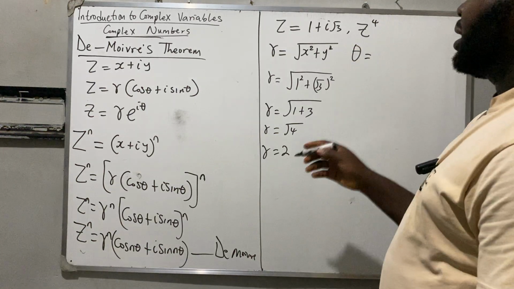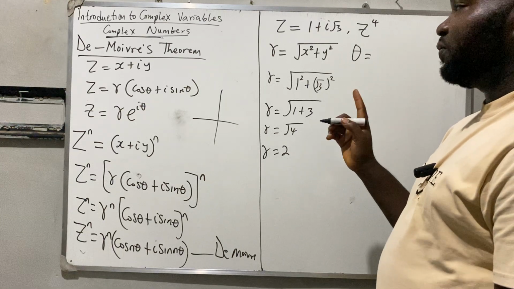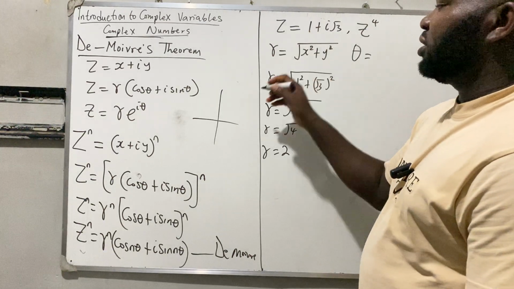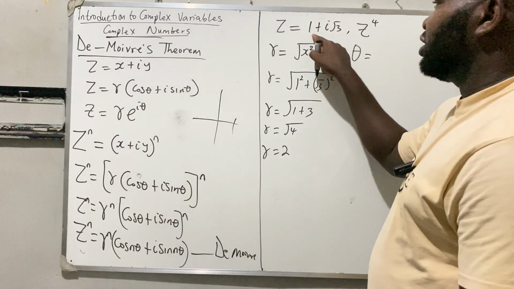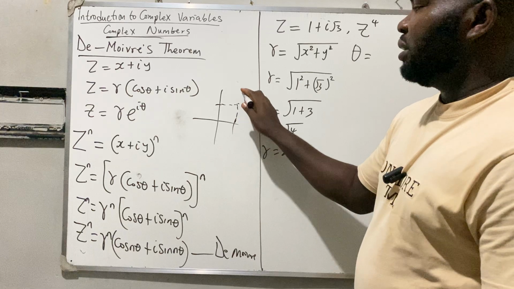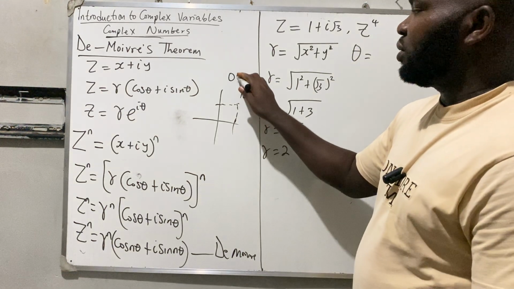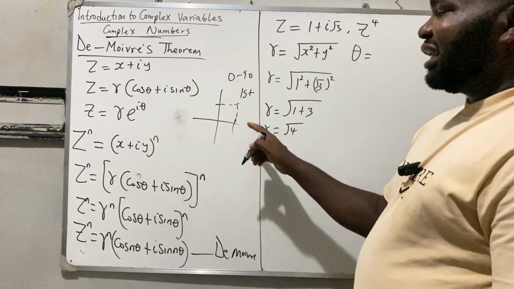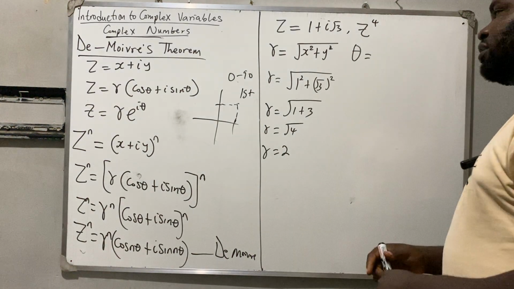The next thing to get is the theta itself. I told you before you get theta, it's important to draw the Cartesian plane to know where it will fall. Very important. Your x is positive, so draw a line on the positive side. Your y is equally positive, so draw a line on the positive side. They will meet somewhere here, so they meet in the first quadrant. So any angle I'm getting for this must be between 0 and 90. That is the importance of drawing this. I explained this in the former video.